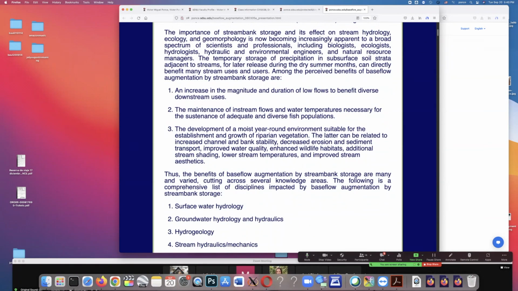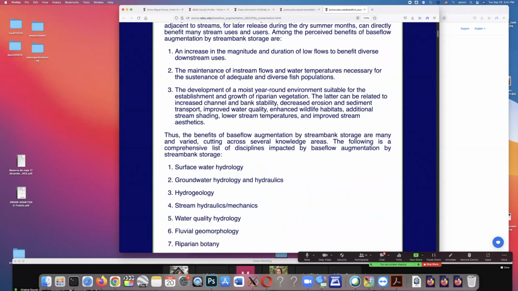Aesthetics has become very important in the last 30 years. Prior to the 1990s, pretty much nobody was talking about aesthetics. We all were talking about functionality, but not necessarily aesthetics. Nowadays, we put more emphasis on this particular aspect. Thus, the benefits of this work are many and varied, and it cuts across several knowledge areas.